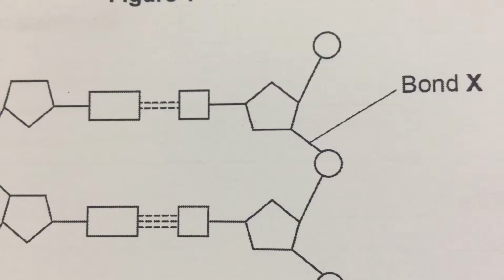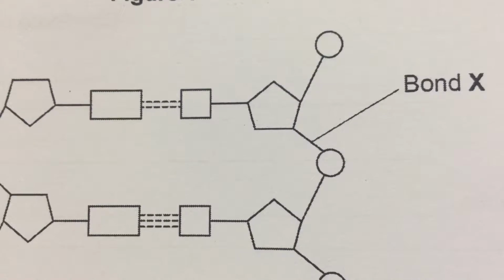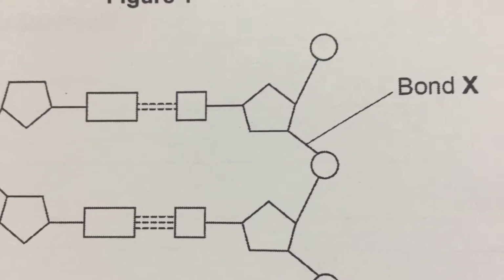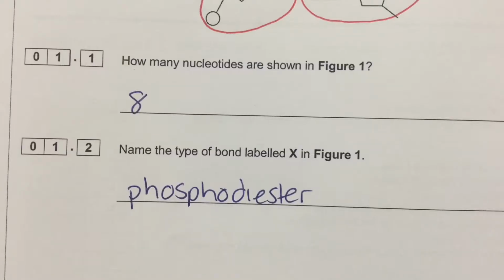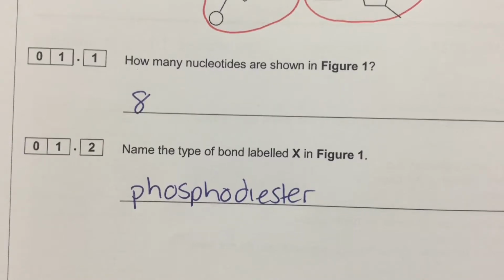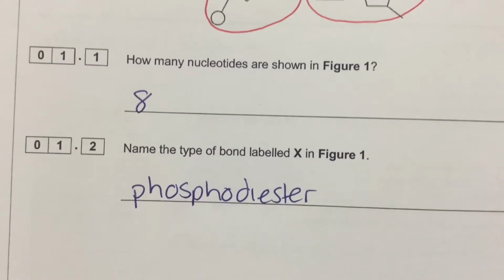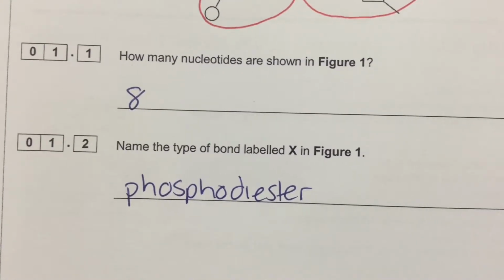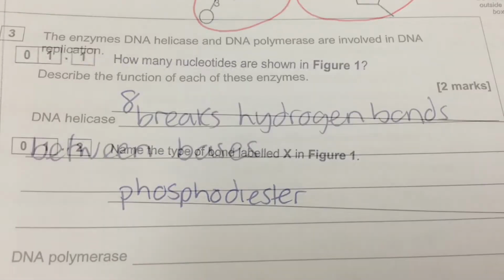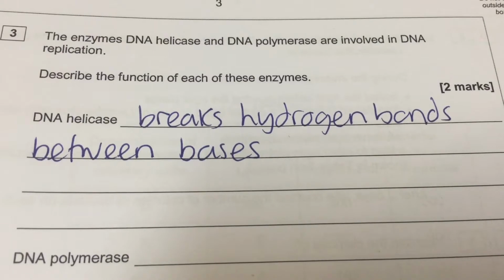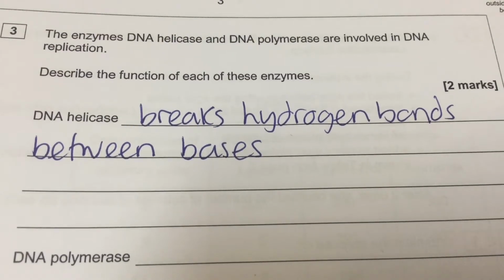The next part of the question asks, name the type of bond labelled X in figure 1. Well, bond X is a phosphodiester bond. And of course, there's no way of guessing that. You would have just known that. It's simple recall. Part 3, however, asks, the enzymes DNA helicase and DNA polymerase are involved in DNA replication.